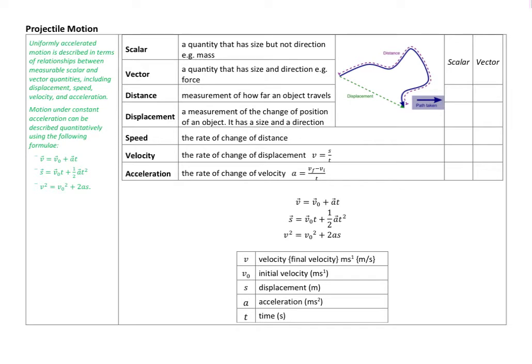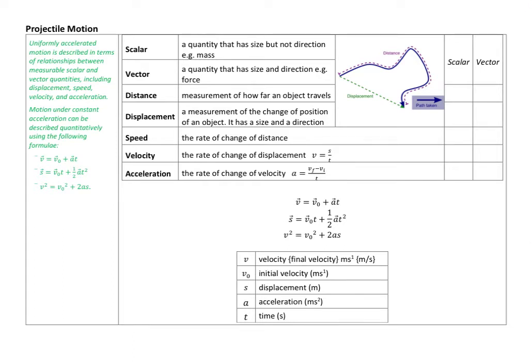So what are we looking at in this first part? Uniformly accelerated motion is described in terms of relationships between measurable scalar and vector quantities, including displacement, speed, velocity, and acceleration. So we're going to talk about what scalar and vector quantities and what distance, displacement, speed, velocity, and acceleration is. And hopefully, for most of you, that's revision of what you did last year or even in year 10 or earlier.